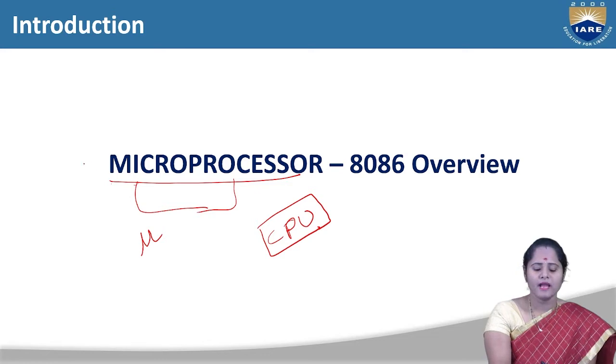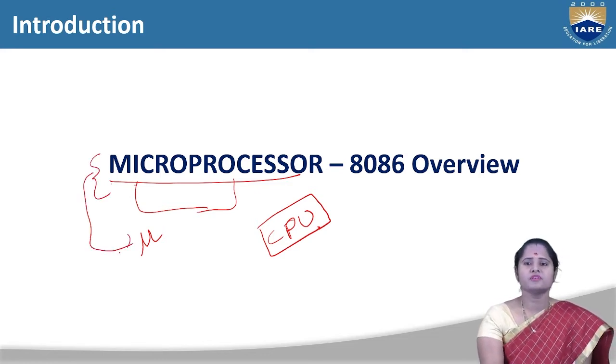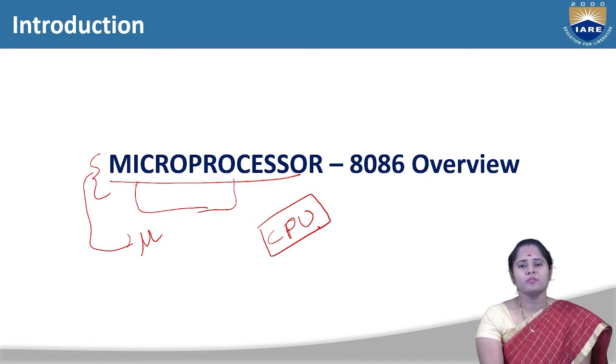Let us come to the definition of a microprocessor. A microprocessor is a controlling unit or a CPU, which is designed in a very small scale integration IC, which performs all the arithmetic operations, and it can communicate with the external devices which are connected to it. That is the actual definition of a microprocessor.